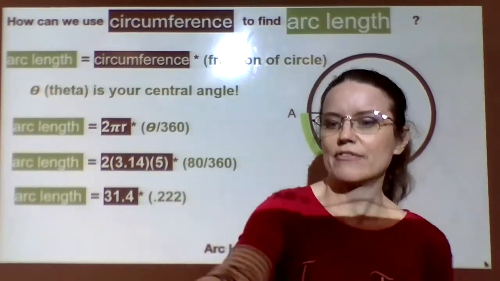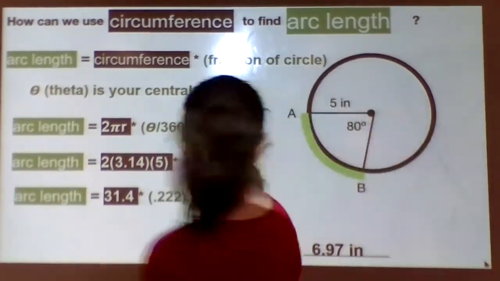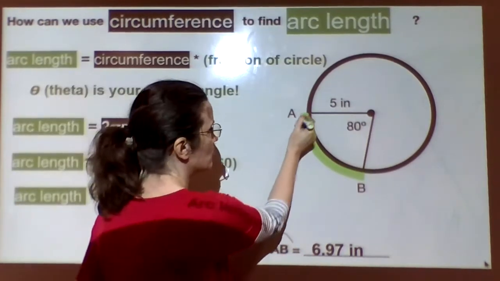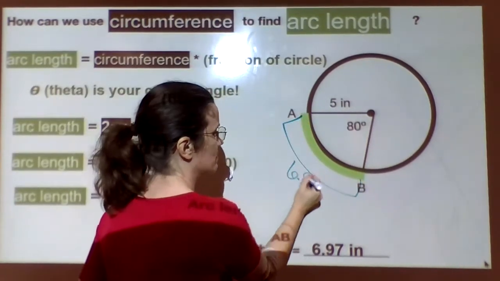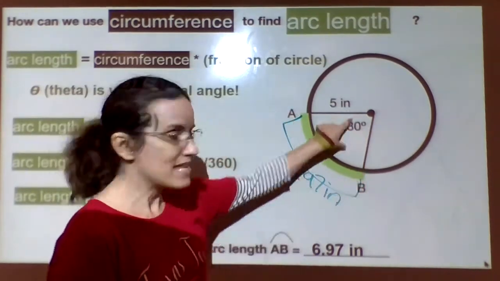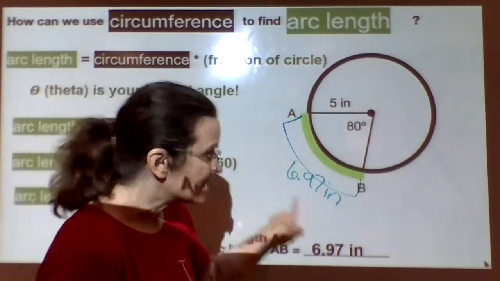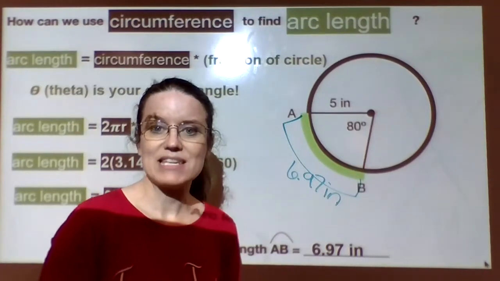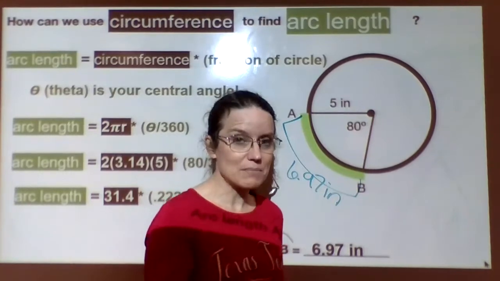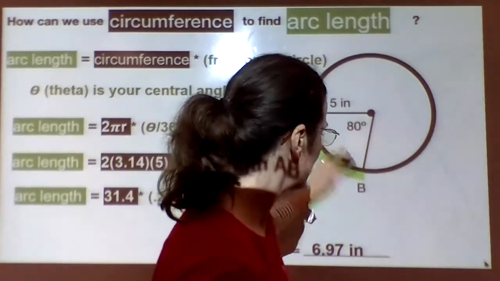it's 0.222222222, so I rounded it off. And in the end, you end up with an arc length of 6.97 inches. So this actual length now is 6.97 inches. Its measure was the 80 degrees, but its length is 6.97 inches. So now we're getting into finding actual numbers and amounts instead of just the number of degrees.